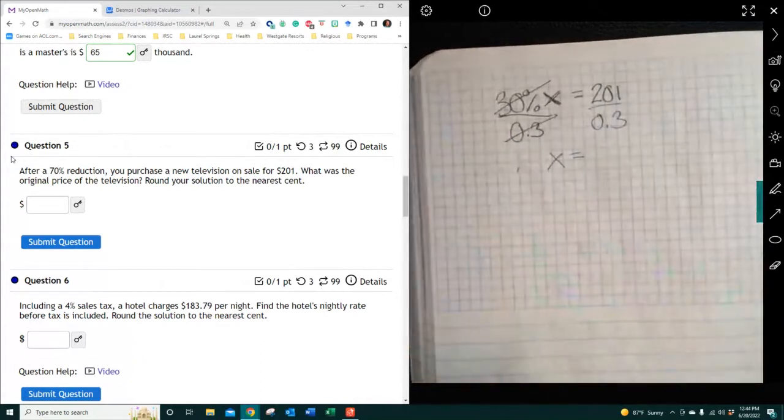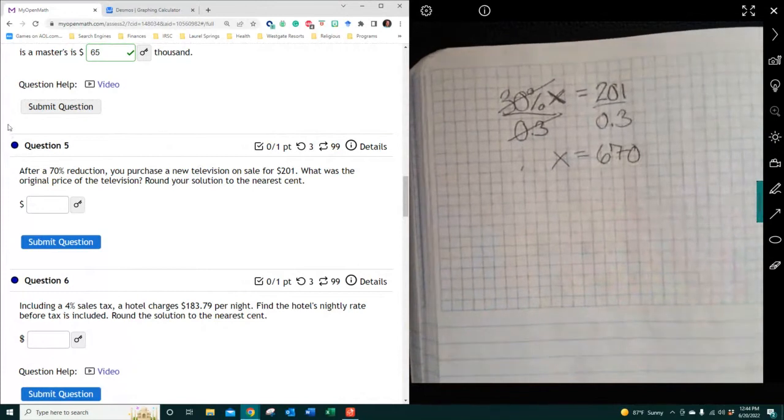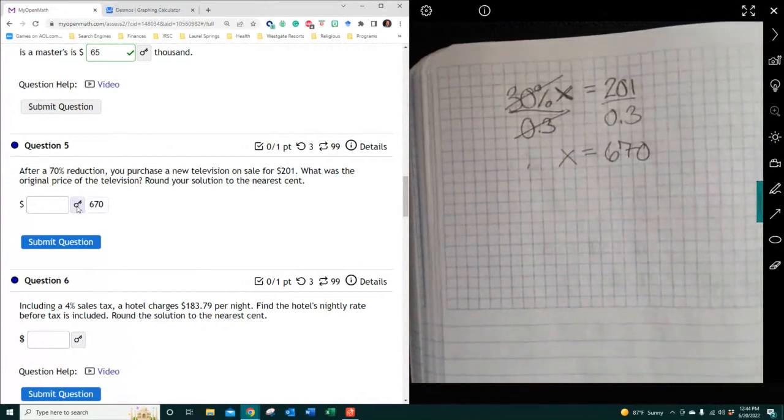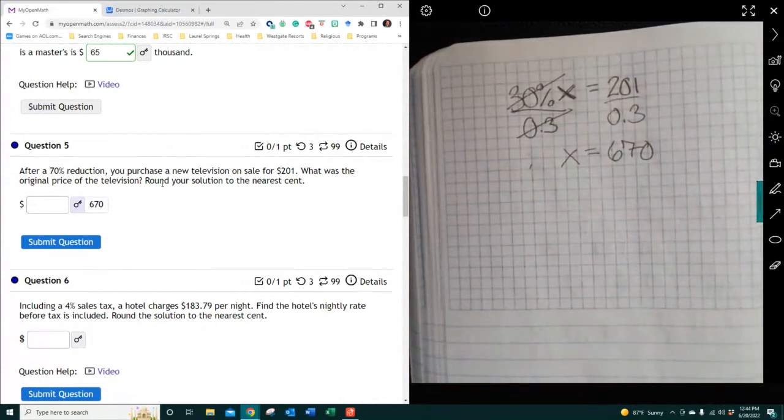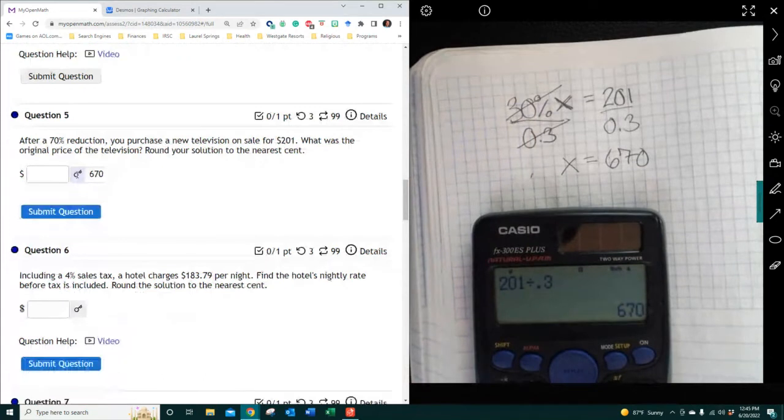And then we're going to get 670, excuse me, and that's our answer that we're looking for. So here's the answer. All right. So this gives you a strategy for approaching this. This is probably the best approach I can possibly give you.